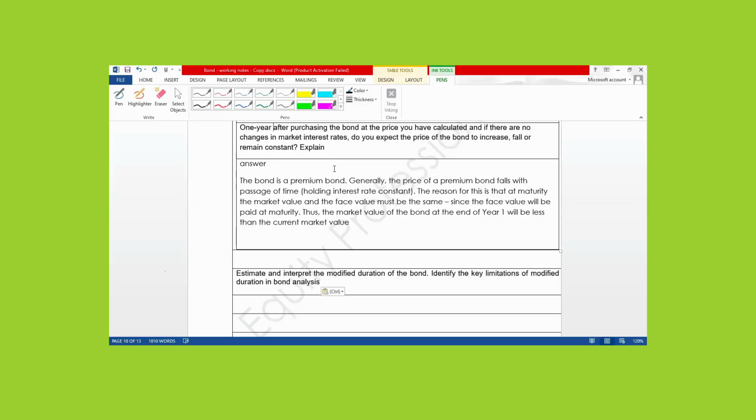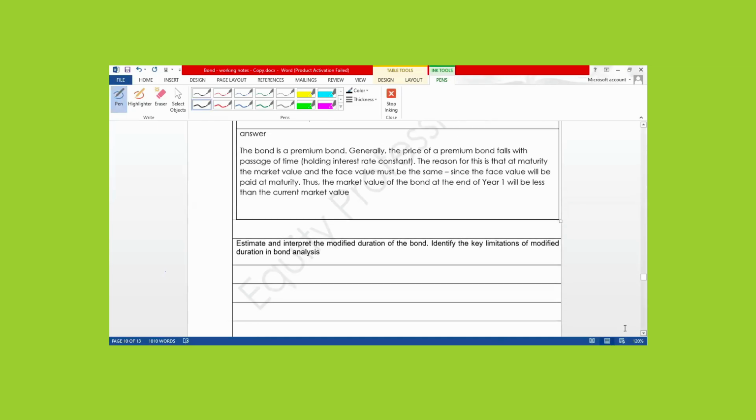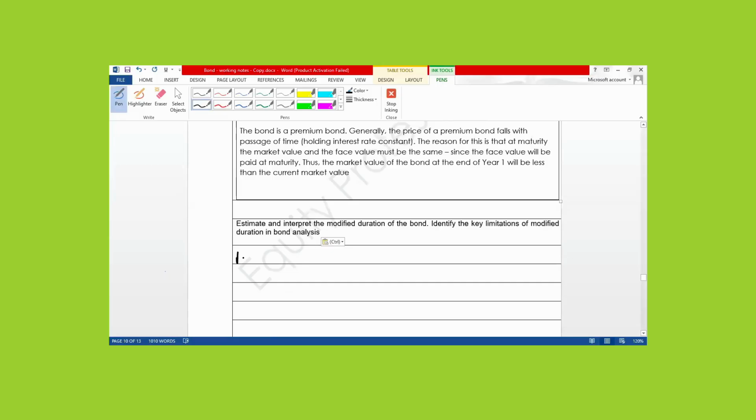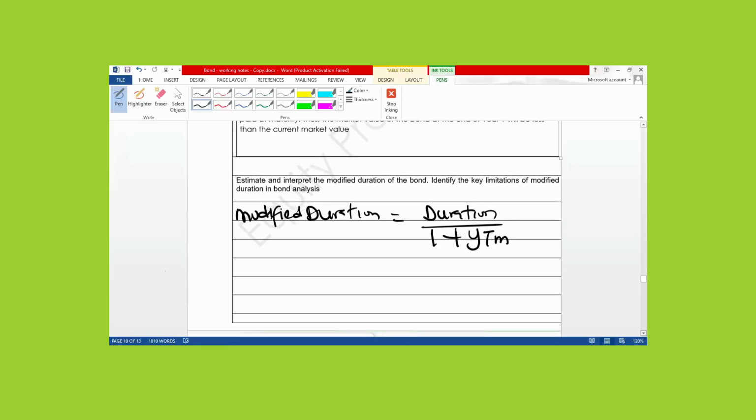Your modified duration is calculated as: modified duration is equal to duration divided by 1 plus YTL. That means we need to calculate duration here again.